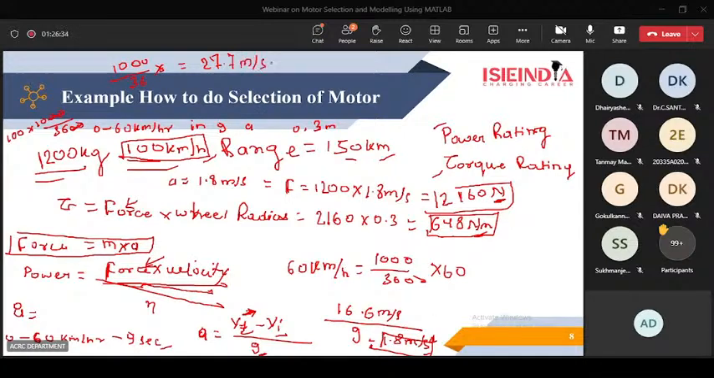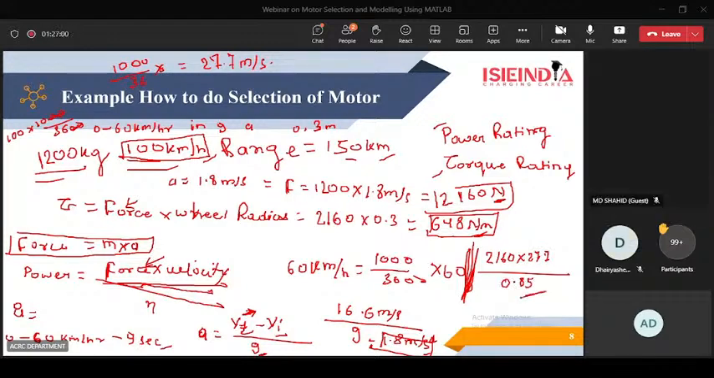So when I do the power calculation here, the force is 2160 into 27.7, and let's assume that the efficiency of this vehicle is 0.85. So I will be doing the reduction of 0.85. This calculation will give me the power requirement of the motor. So let's calculate 2160 into 27.7.